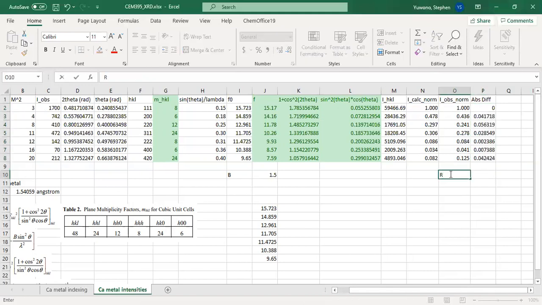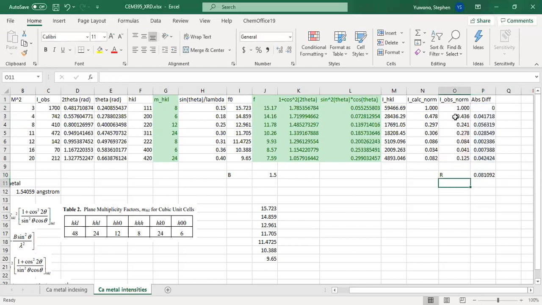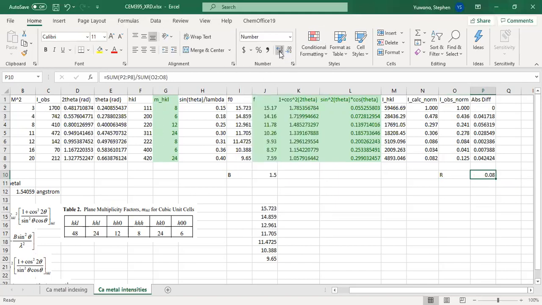So now R is simply calculated as the sum of these differences divided by the sum of the observed. So make sure that you do it properly, not the sum of the calculated intensities, but the observed intensities. Okay, so now we have a value of 0.08. Maybe let's give it one more decimal place so that we can see.